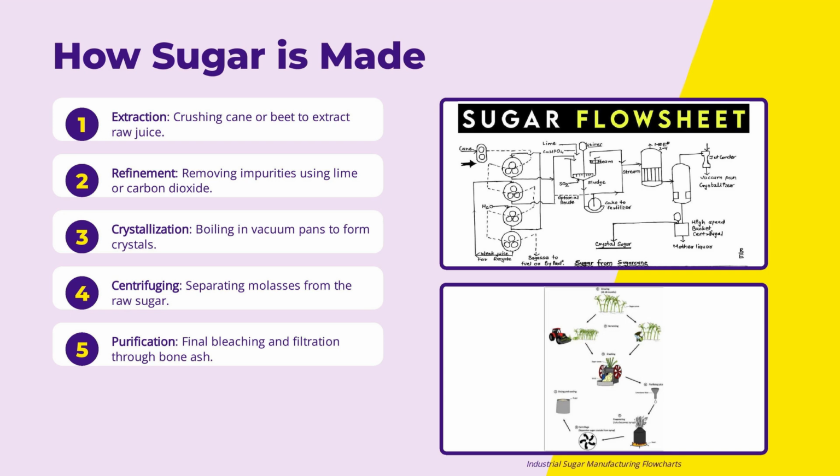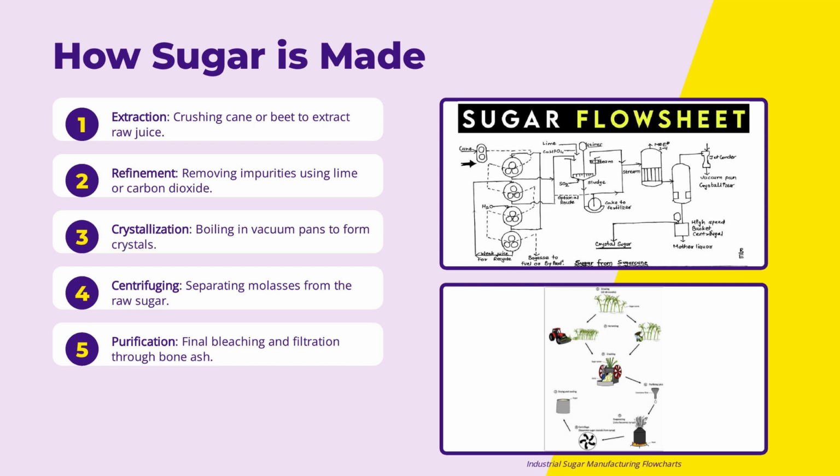The first step is extraction. Sugarcane or sugar beet is crushed to extract the raw juice containing dissolved sugars. The second step is refinement. During refinement, impurities are removed using substances like lime or carbon dioxide. This produces a cleaner sugar solution.